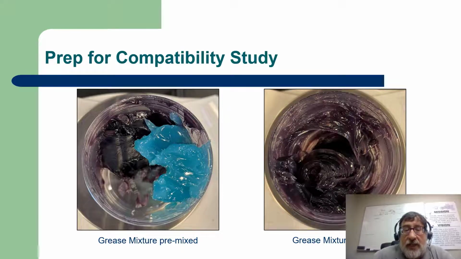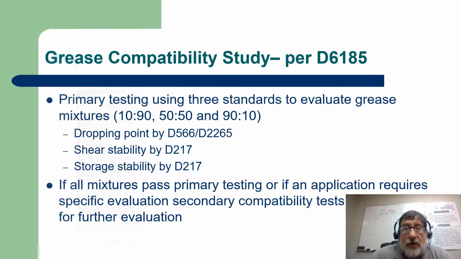And that's what you see here from the two different greases, and then you see what they look like when they're mixed. And then there's primary mixtures here, like a 10-90, 50-50, and 90-10. You can see that the study, according to D6185, has an initial test that focuses on the dropping point, shear stability, and storage stability.